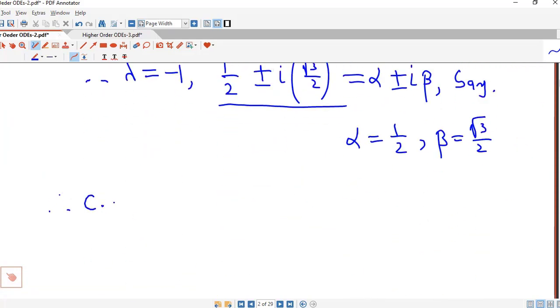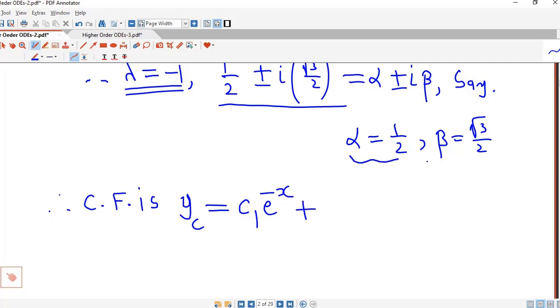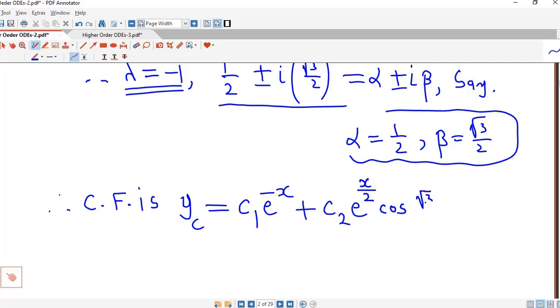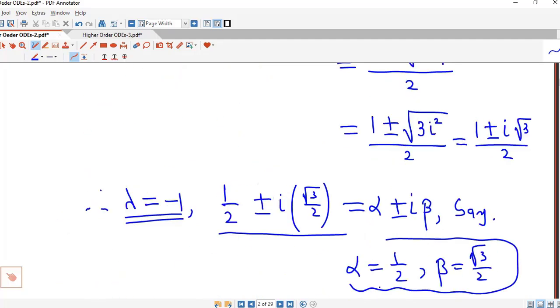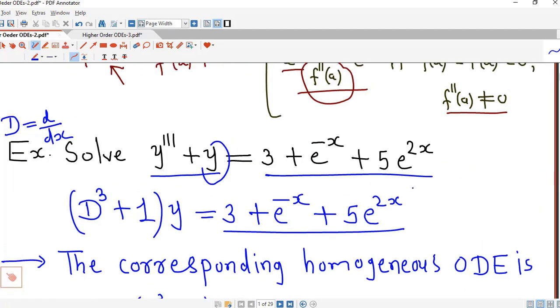So therefore the complementary function, which we denote by y suffix c, equal to the part corresponding to lambda equal to -1 is c1 times e raised to minus x, and the part corresponding to this complex pair is c2 times e raised to alpha x, that is x by 2, cosine of beta x, that is root 3 by 2 into x, plus c3 times e raised to alpha x sine beta x, that is sine of root 3 by 2 into x. So this is the complementary function for the given non-homogeneous differential equation.